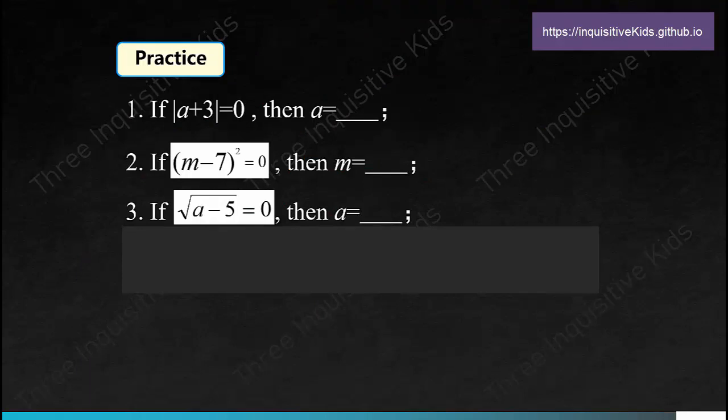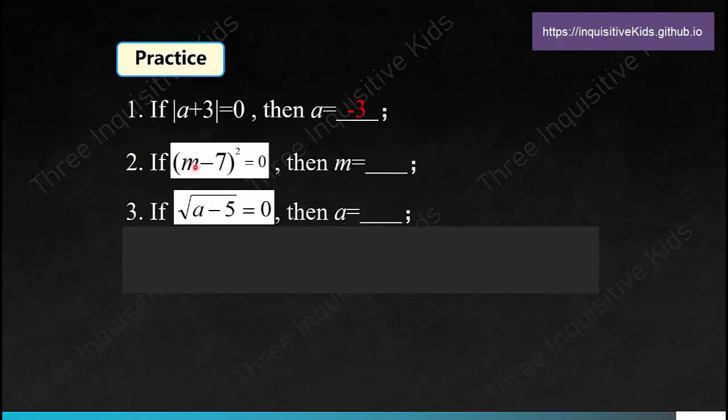So why don't you pause the video, and then after you're done, come back and we'll check the answers. Okay, so the first one is pretty simple. The absolute value of a plus 3 is equal to 0. So then a has to equal negative 3.